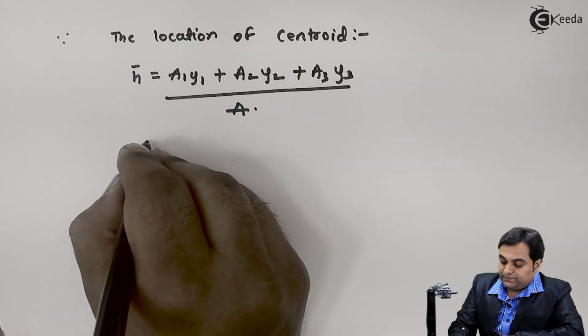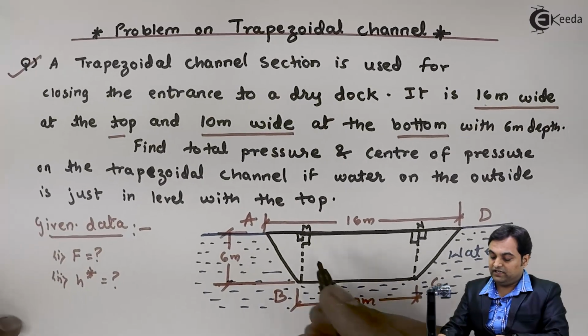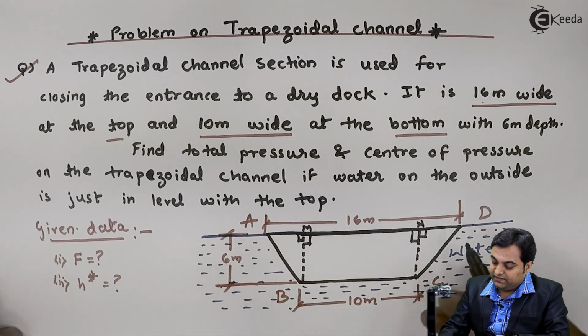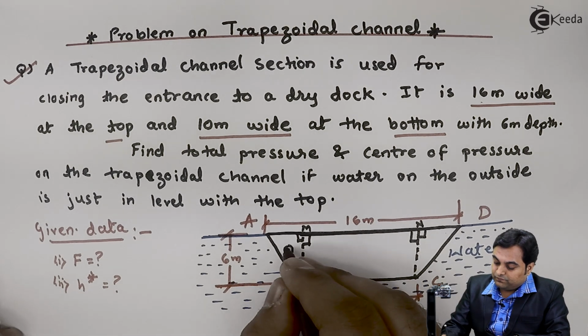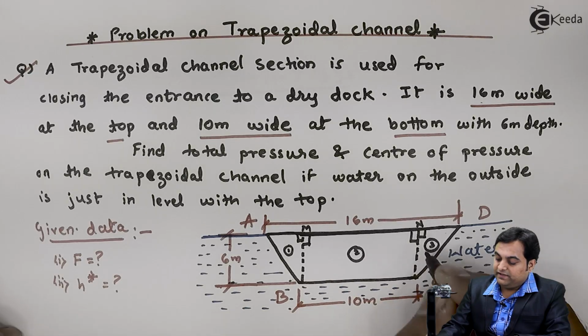So in this, I'll call area 1 the first triangle, the second is the rectangle, and the third is again the triangle.